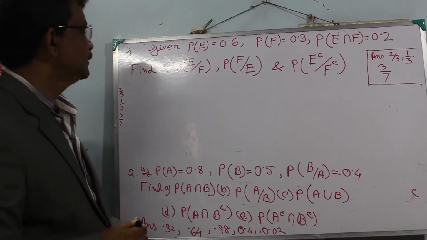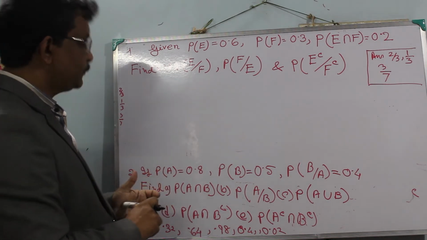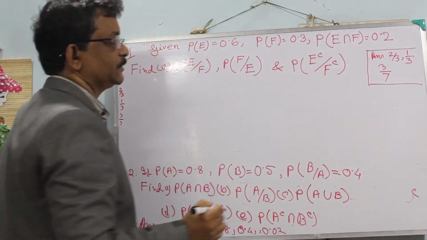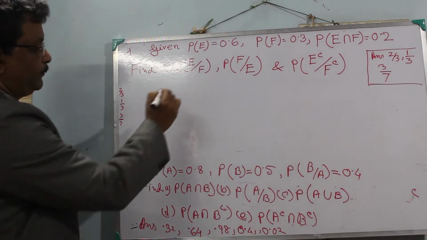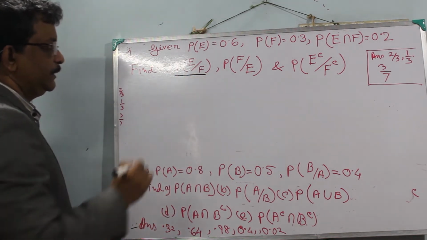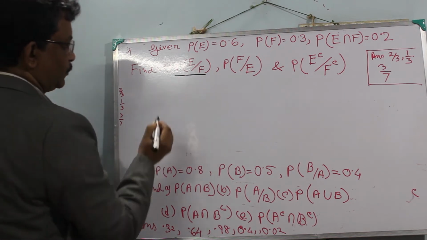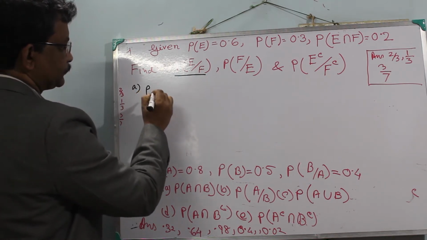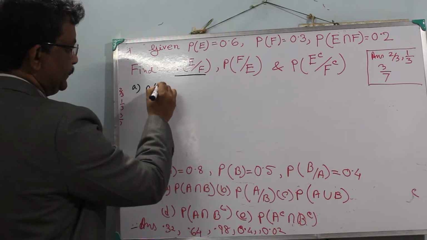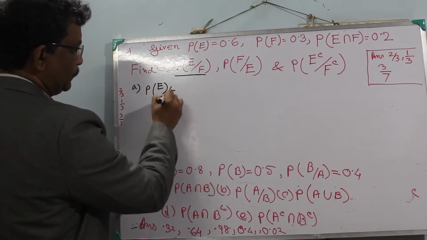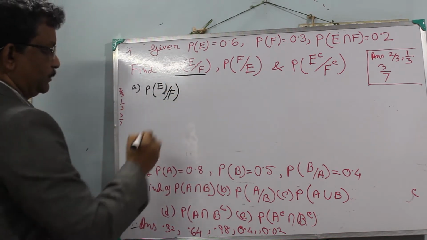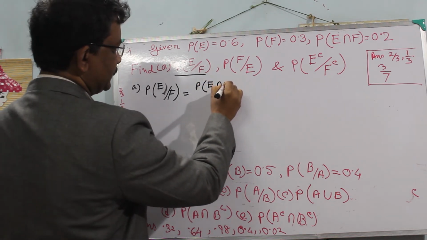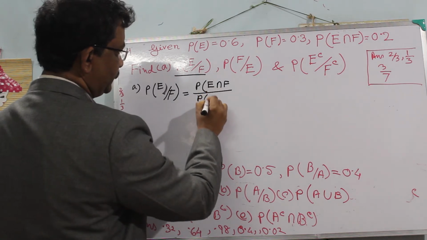So problem number 1, given probability of E is 0.6, probability of F is 0.3 and probability of E intersection F is 0.2. Find probability of E when given F, that means when F has occurred. So number 1, A, probability of E when F has occurred, that is probability of E intersection F divided by probability of F.